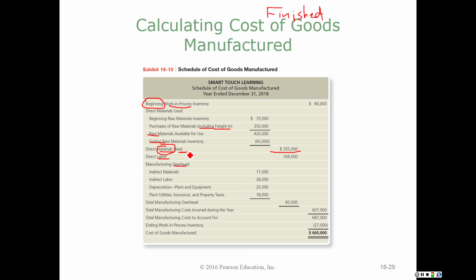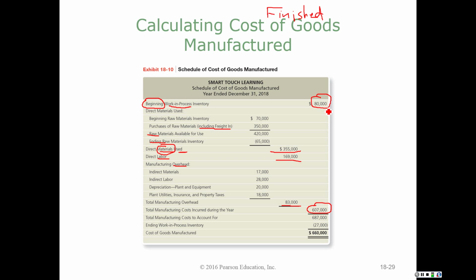Okay, so it takes us back again. We're kind of backing into it. I had 80,000 in beginning work in process that needed to be finished. This inventory needed another $355,000 in material, it needed $169,000 in labor, and it needed $83,000 worth of overhead. So what we know is that I started with 80,000 in unfinished goods, work in process. I added another $607,000 worth of what? Material, labor, overhead. We all have it, right?